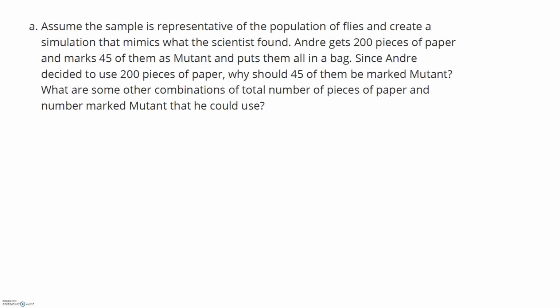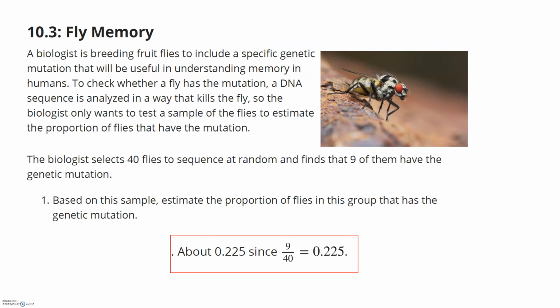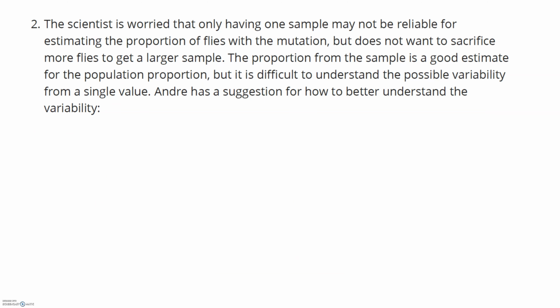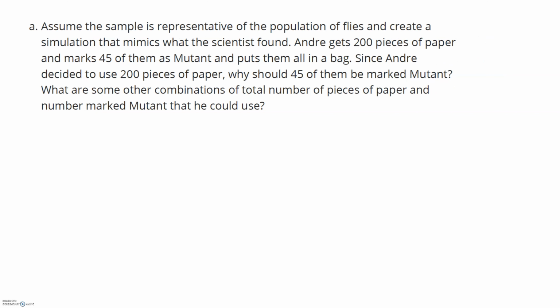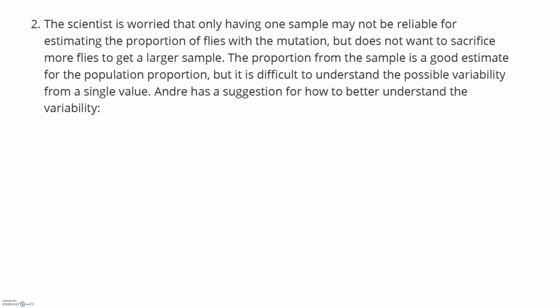So what they're asking you here is, why does it make sense to use 45 and 200? What was, first of all, the proportion here? The proportion was 9/40. Why can we use 45 and 200? Hopefully by now you were able to make that connection of what a proportion is, and you will be able to tell me that 45/200 is equivalent to 9/40. Yeah, because that's what it is, okay?